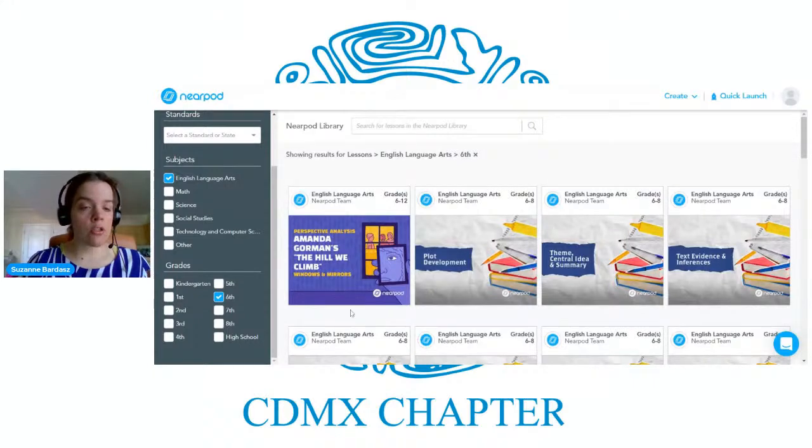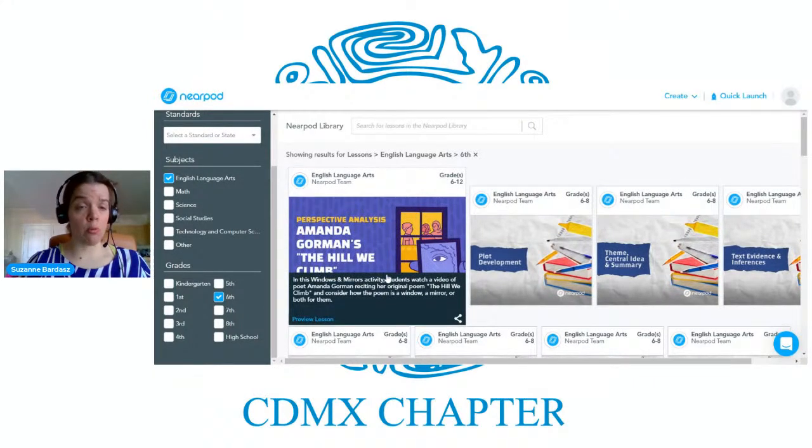So I'm going to use this example right here. Perspective analysis. So we're going to watch a video and look at a poem more in depth. So, as a teacher, I think, okay, this sounds interesting. So I'm going to click down here where it says preview lesson.